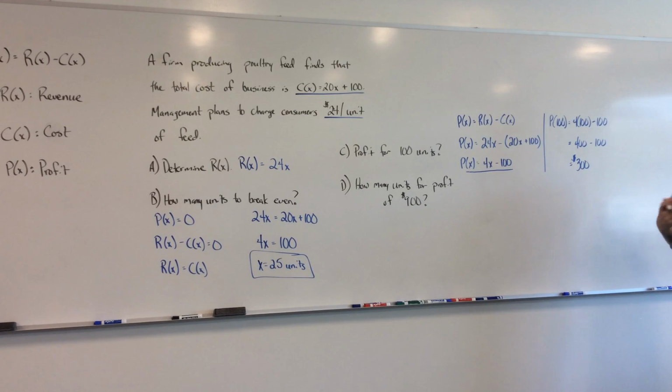we saw that we needed to break even with 25 units. So when I make 100 units, I'm making more money than I'm spending. In fact, I'm making $300 more than I'm spending.